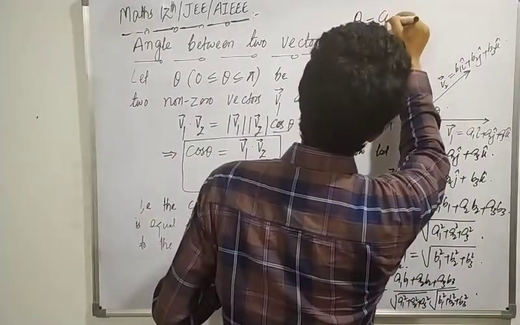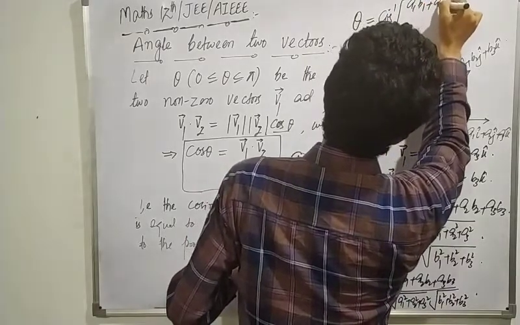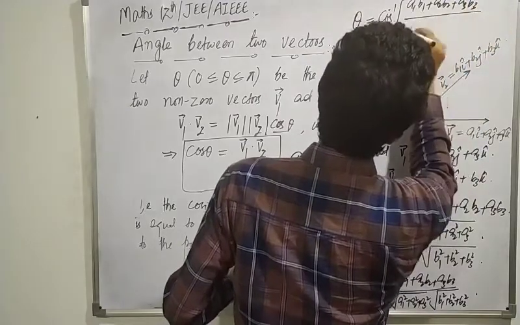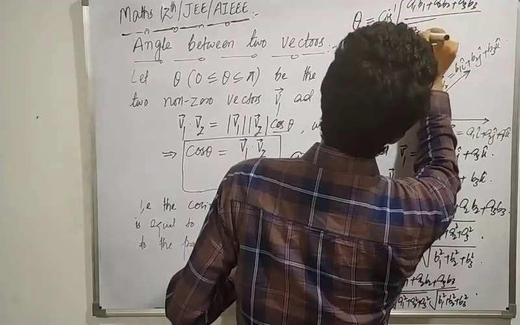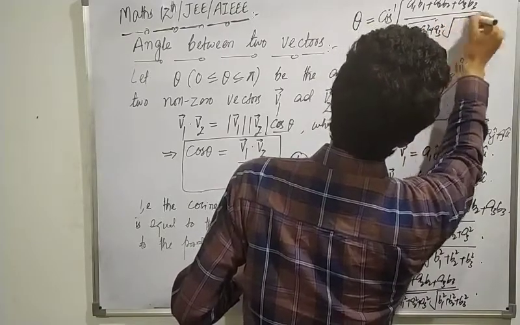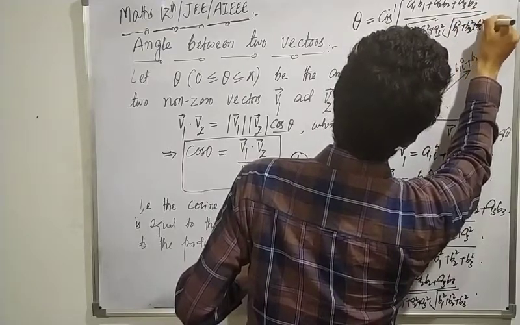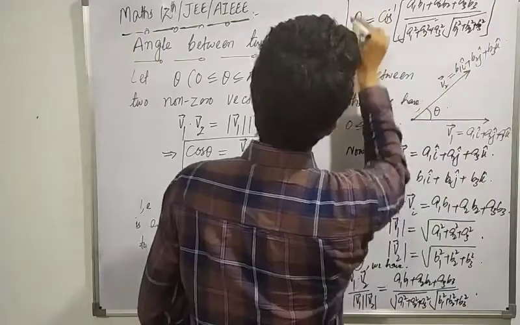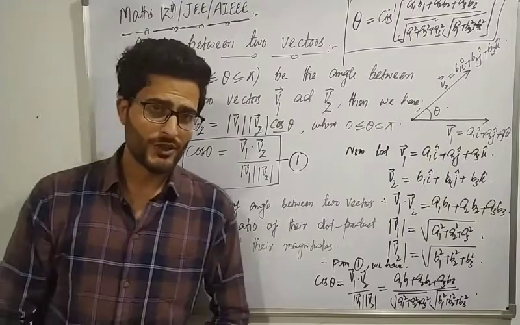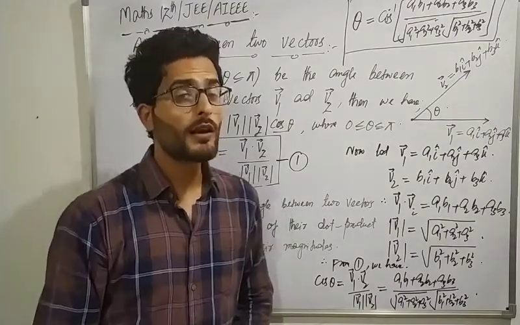Theta must be equal to cos inverse of a1 b1 plus a2 b2 plus a3 b3 divided by square root of a1 square plus a2 square plus a3 square into square root of b1 square plus b2 square plus b3 square. From this expression we can find the angle between two non-zero vectors when they are expressed in terms of their rectangular components.